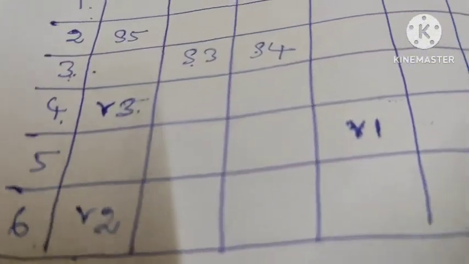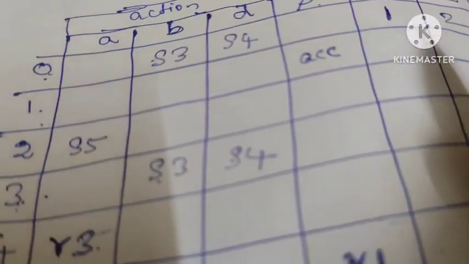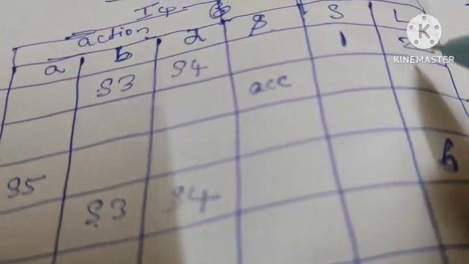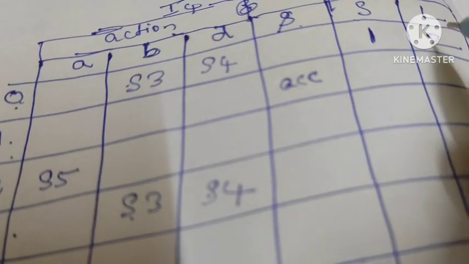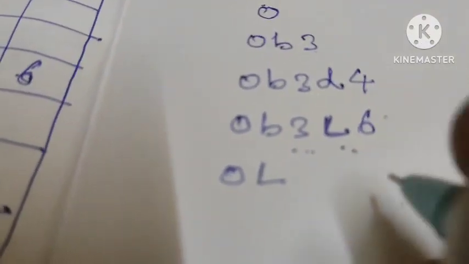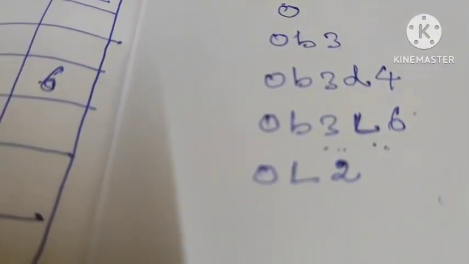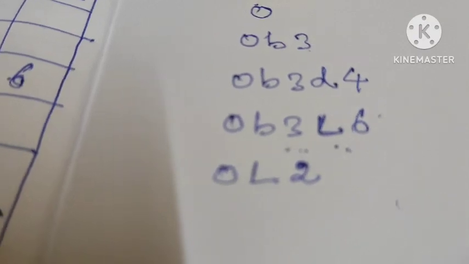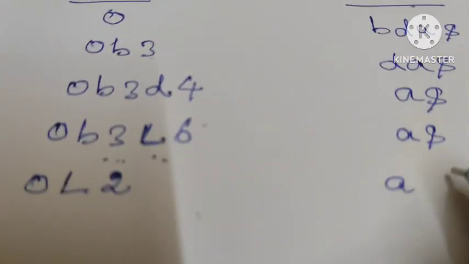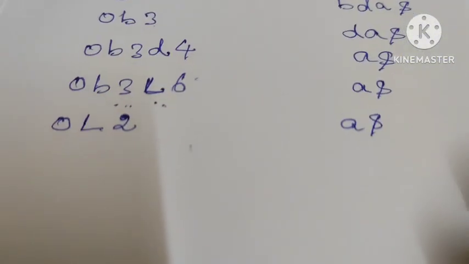Now you see 0 and L. 0 and L meets with 2. So you write 2 inside the stack. Now what is remaining here? A and dollar is remaining.